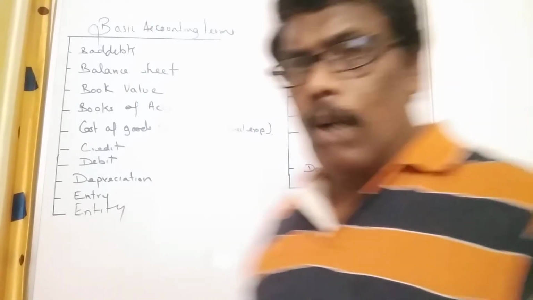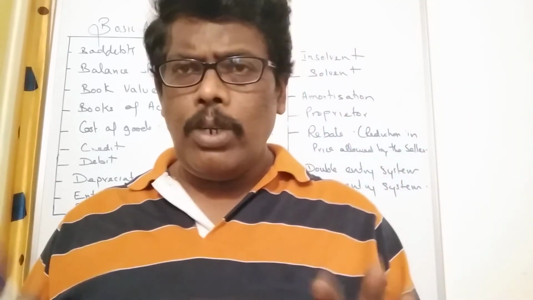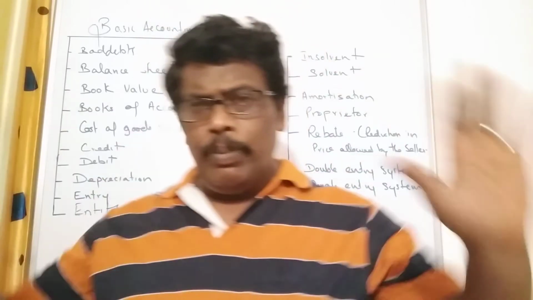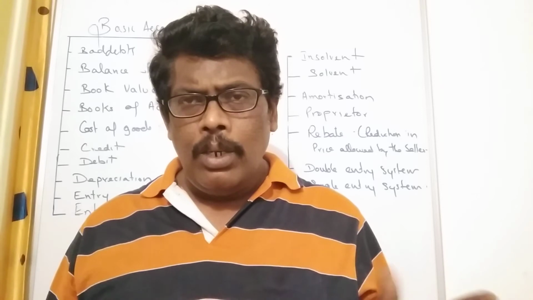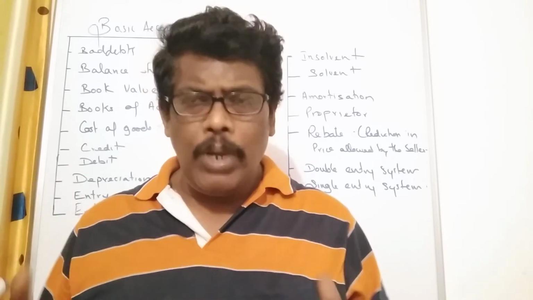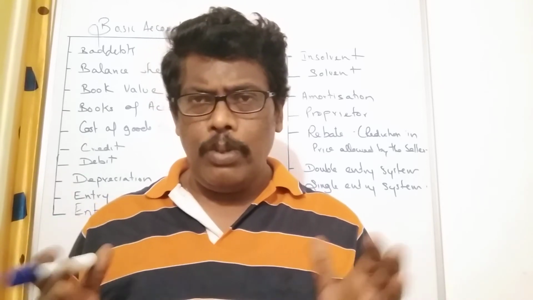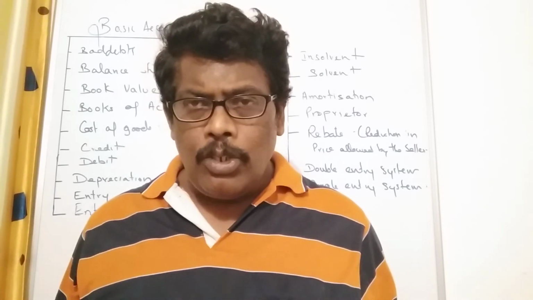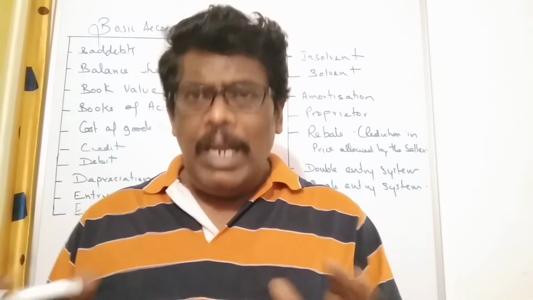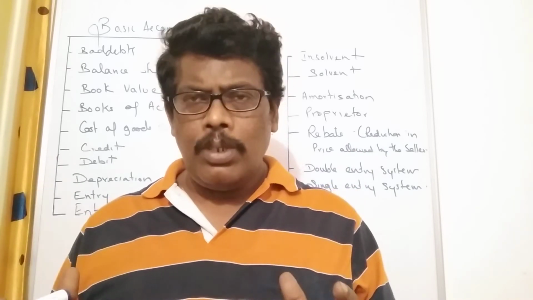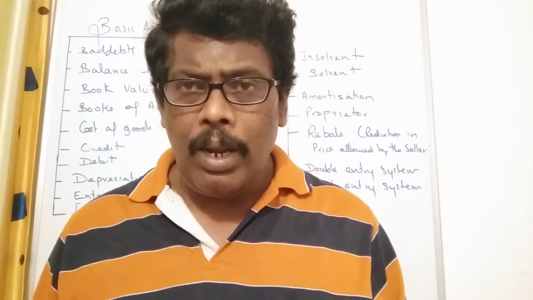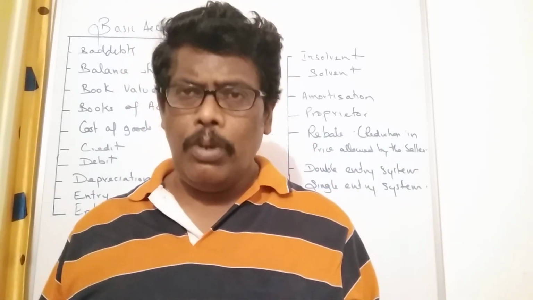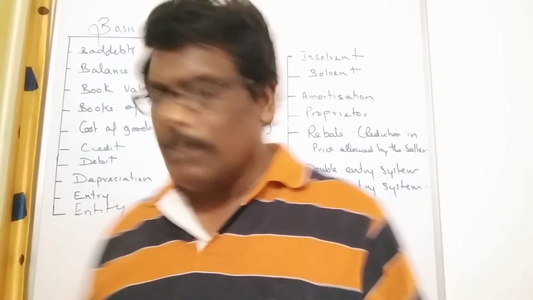Next, books of accounts. Whatever supporting books are needed in order to maintain the total account. For example, in order to prepare a complete account, we need to take the help of many supporting books, for example, cash book, purchase book, sales return book, purchase return book. So there are so many books. We need all these books, then only we are able to prepare complete accounts. You're getting the point? So all the supporting books are known as books of accounts.